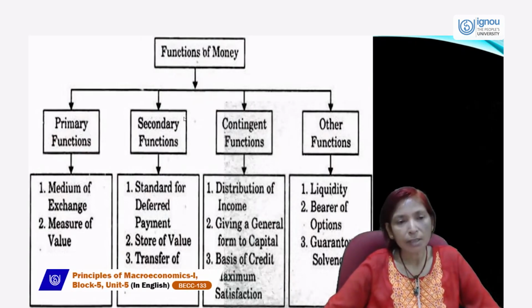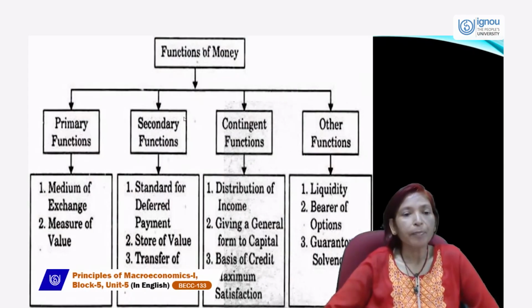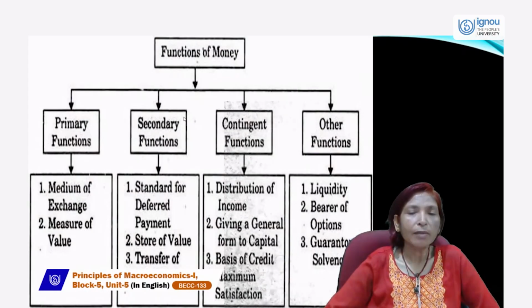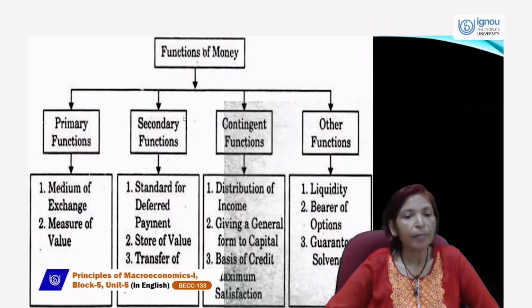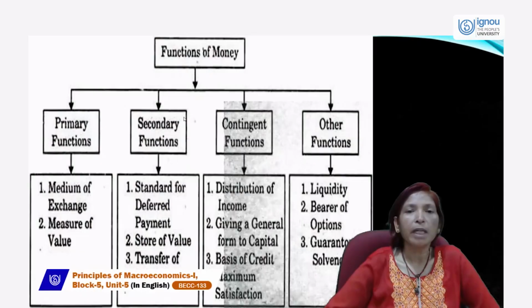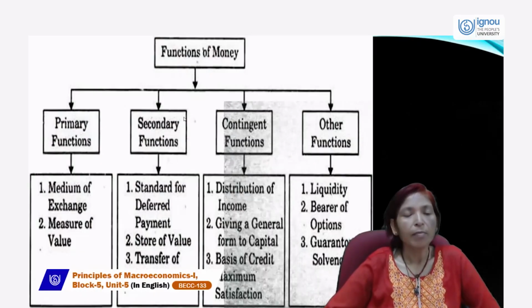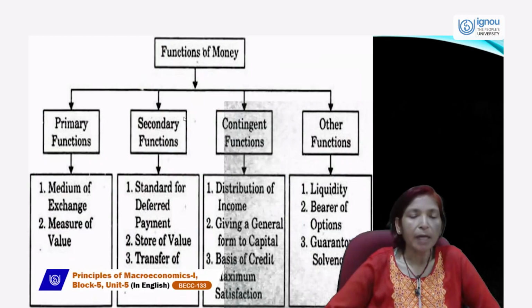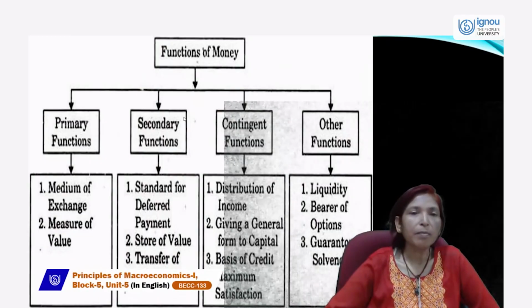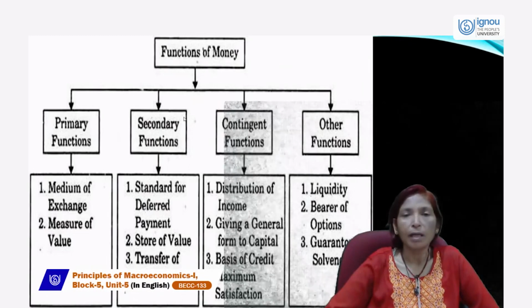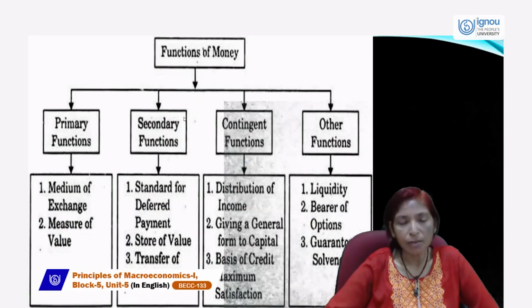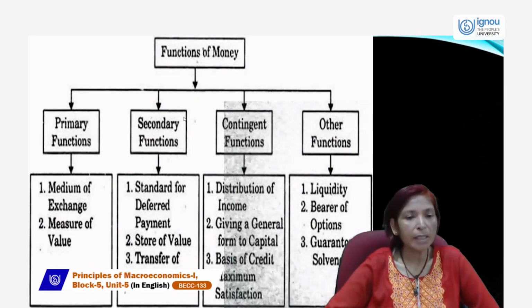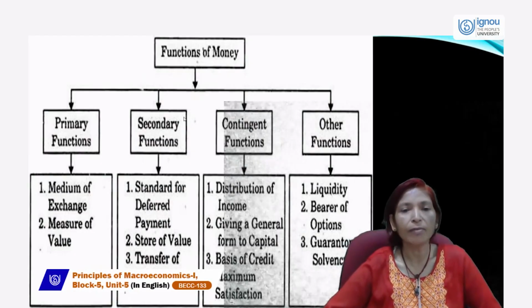Next is secondary function. In the secondary function, money plays an important role as a standard for deferred payments. Money can be used for deferred or postponed payments, and money can be easily stored. There is no need to keep money in godowns or warehouses. Money can be easily transferred from one place to another, one country to another. So these are the three secondary function subparts: standard of deferred payments, store of value, and transfer of value.